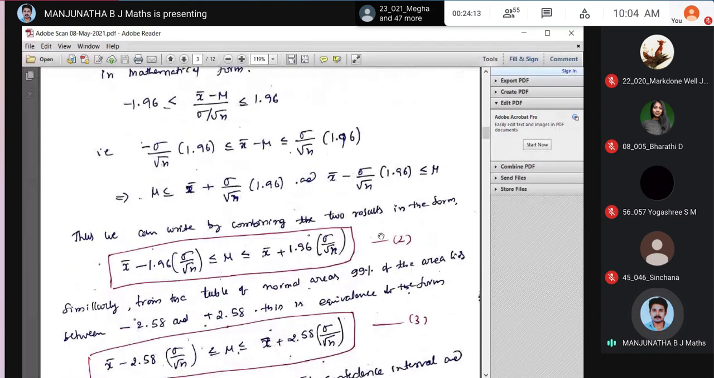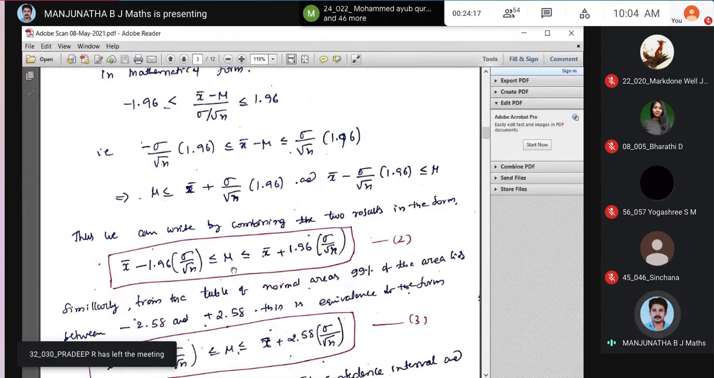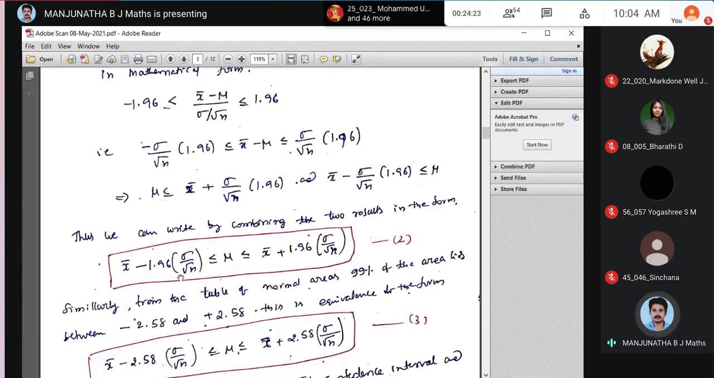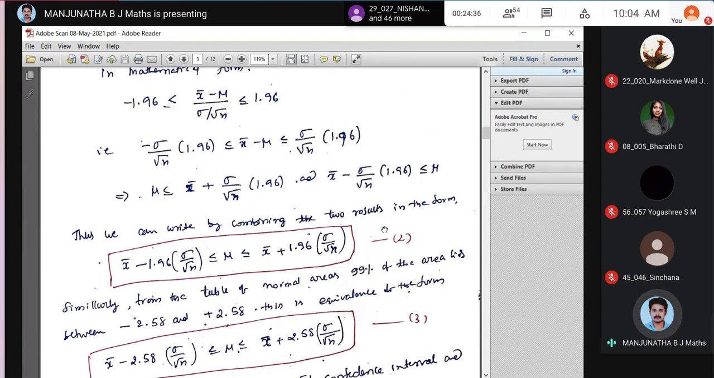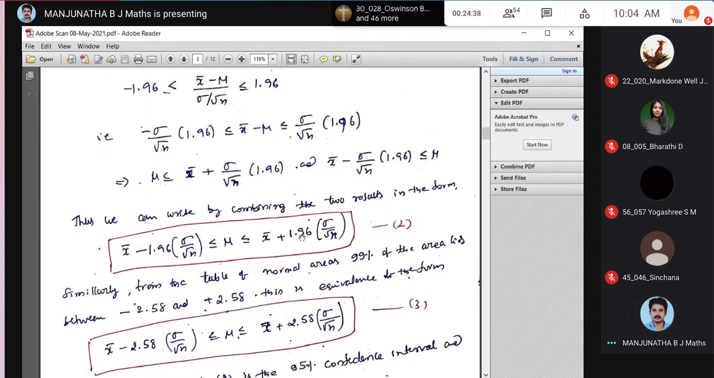Thus, combining these two results, your mean mu lies between x bar minus 1.96 into sigma by root n, and x bar plus 1.96 into sigma by root n. So this is the limit. This is the 95% confidence level, right? That is the value of the mean that lies within this interval, at 95%.